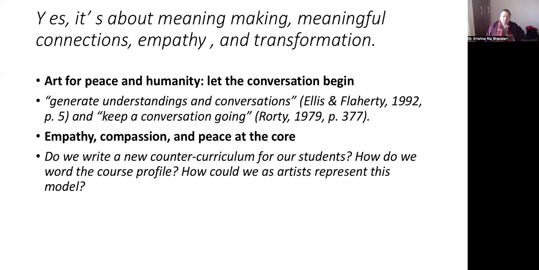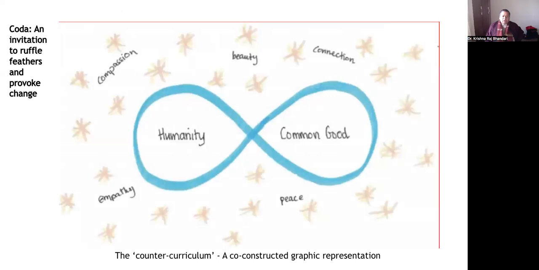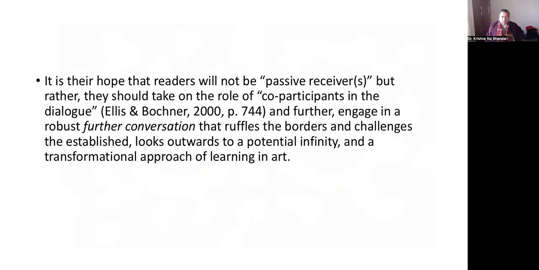And then art has a meaning for peace and humanity. It can also generate understandings and conversations, as is happening in my social entrepreneurship classes. Empathy, compassion, and peace at the core, which the article said, is also driving the discussions in the classrooms. So the question now, as the authors have asked for writing a new counter curriculum for our students, is that I think this is the time in my classroom and in my schools and colleges to start that conversation, so that humanity and common good becomes an evolving process, right?